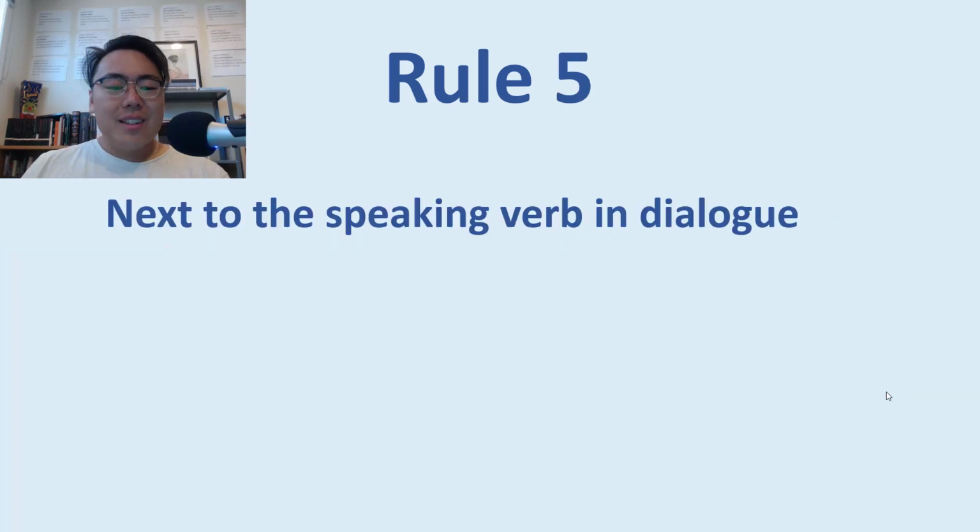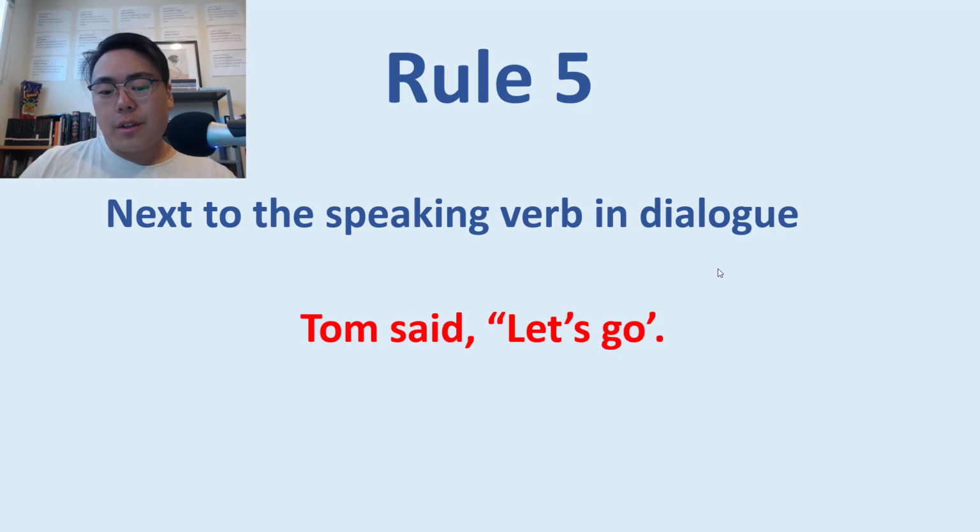Rule number five is when you are next to the speaking verb in dialogue. Often with speech, you're going to have a comma. There are three major ways that speech appears. The most common one is this. When you have the subject at the front and the speaking verb next to it, you have a comma. You say, Tom said, let's go. Before this quotation mark, we're going to use the comma. And it's very often next to the speaking verb, said.